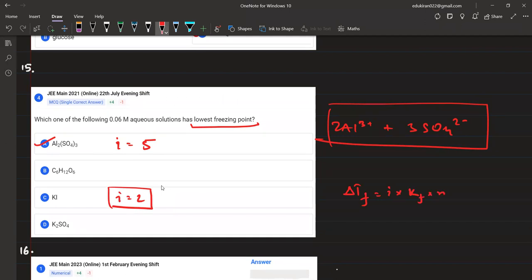So, we need lowest freezing point. हाँ, तो सबसे कम freezing point कहाँ पे होगा? Depression सबसे ज़्यादा कहाँ पे होगा? Where will be the depression highest? Yes, Krishna? So when i is low, then freezing point is low. No, depression and freezing point is low. Delta T, right? Okay. Got it? Yes, sir.